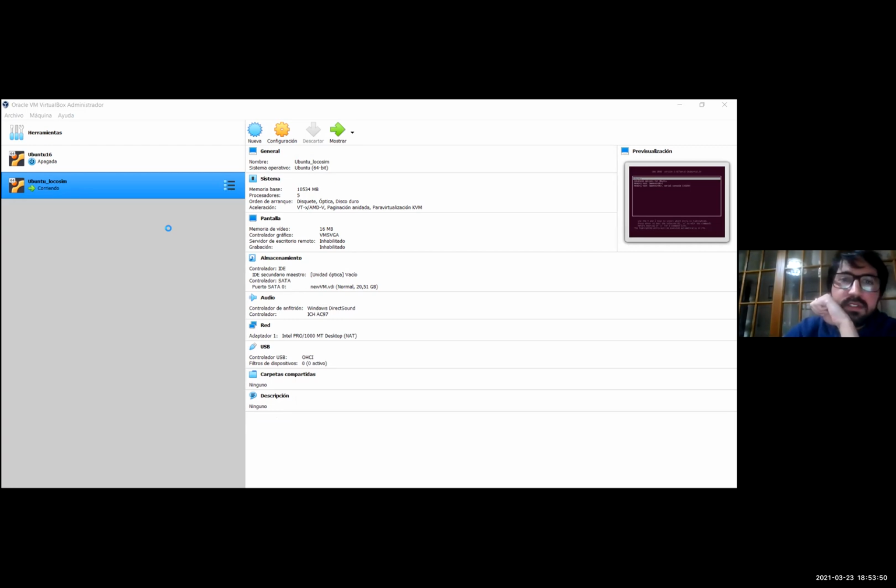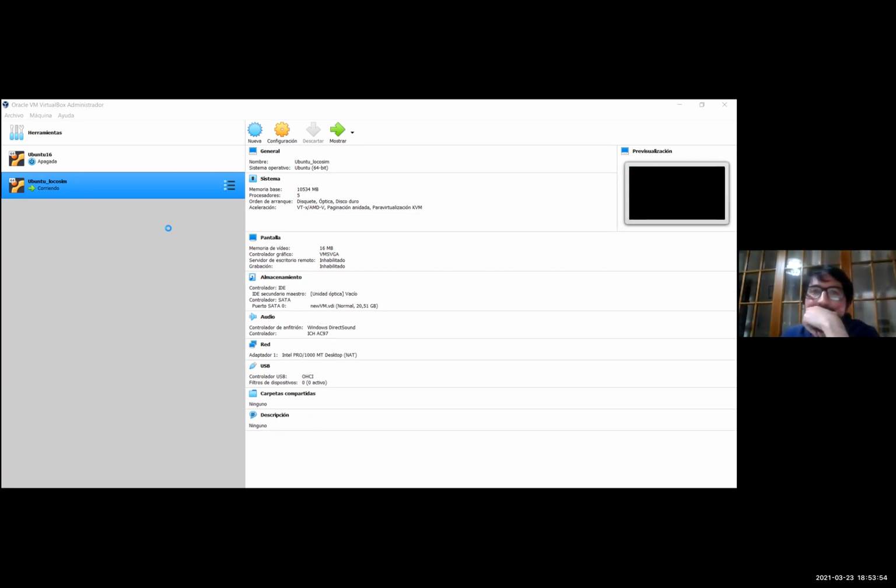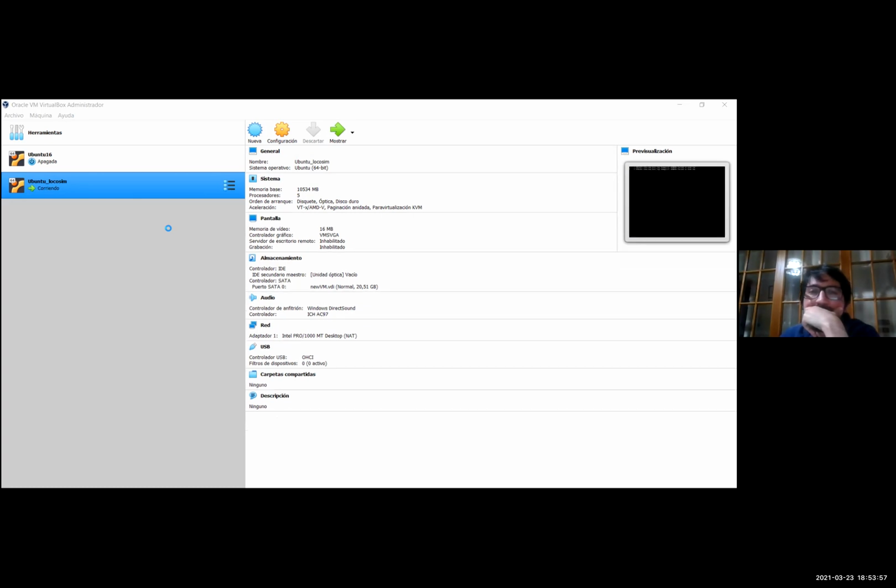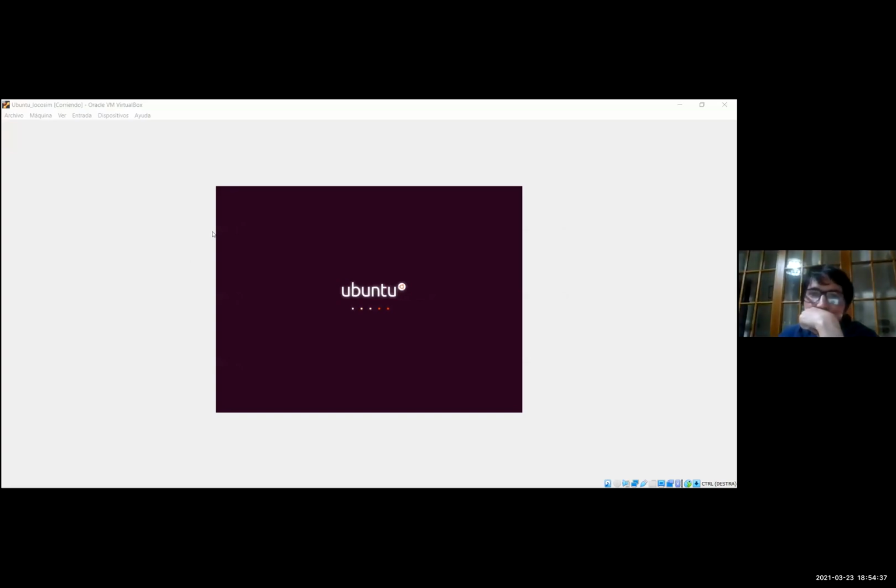Oh, that's never happened before. I need to change the screen that I'm sharing, actually. Oh, give me 1 second. Yeah, now it's loading Ubuntu.